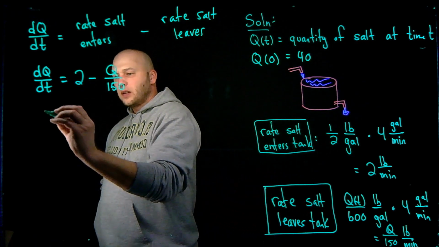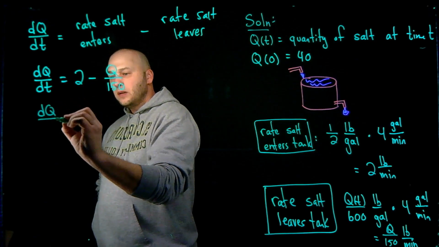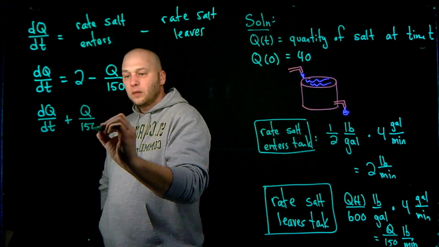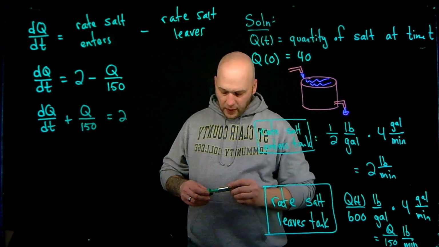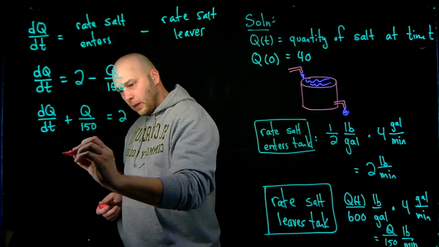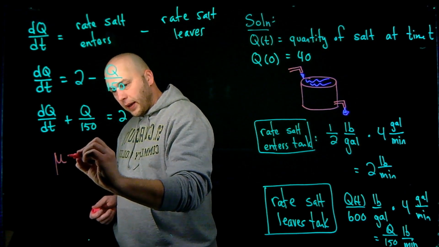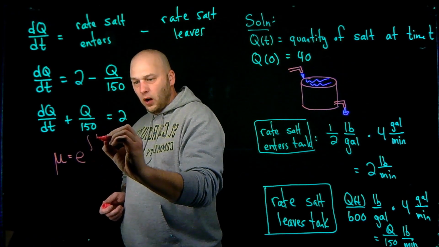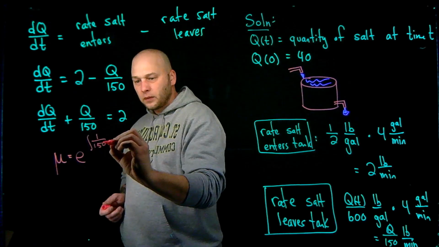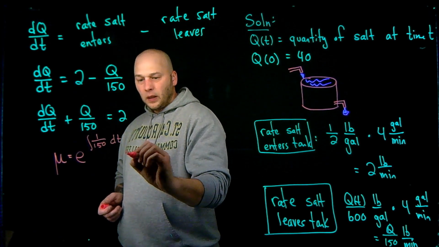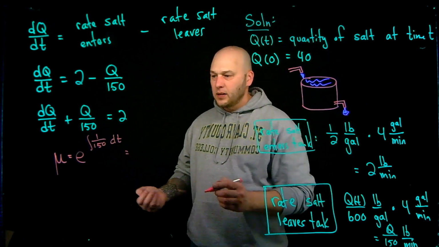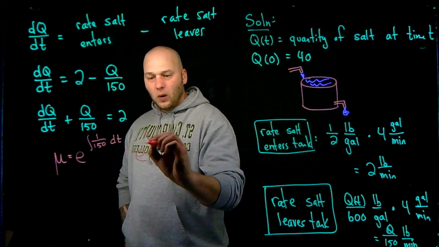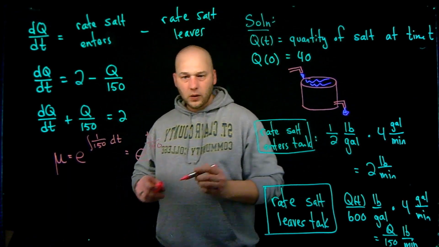Add Q over 150 to the other side. I get dQ/dt plus Q over 150 is equal to 2. Now remember that the integrating factor is given by e to the integral of the coefficient of the unknown function dt. And of course, the antiderivative of just that constant is that constant times t. So my integrating factor is e^(t/150). Okay, so there's my integrating factor.